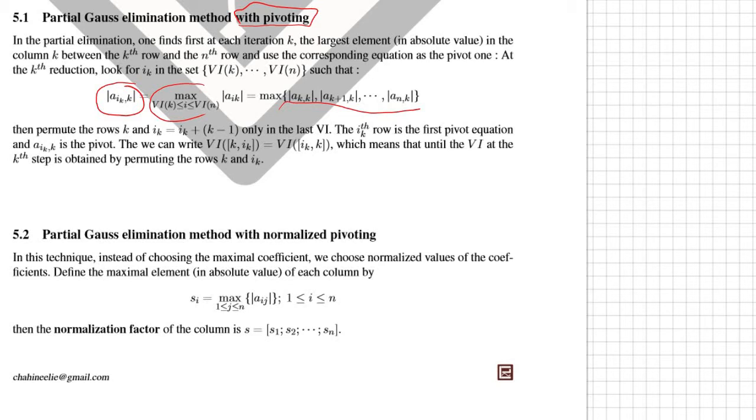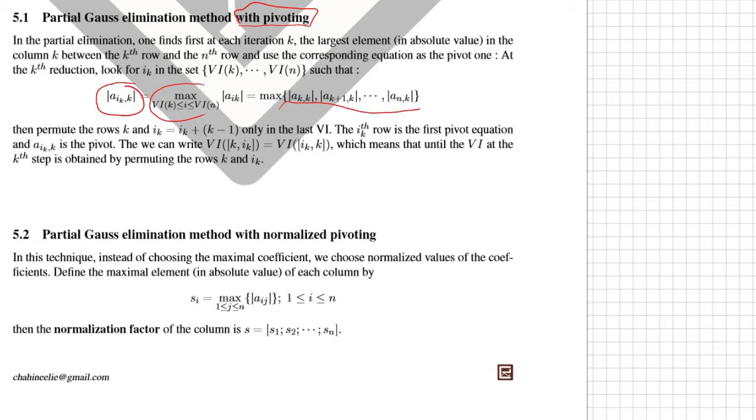First, in the first step, and in the second step as well, I will look at all the equations and I will see if I have a pivot which is larger than the pivot that I'm currently considering, and I will exchange the equations accordingly.